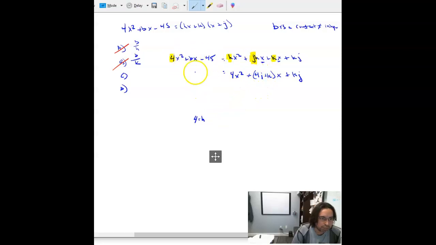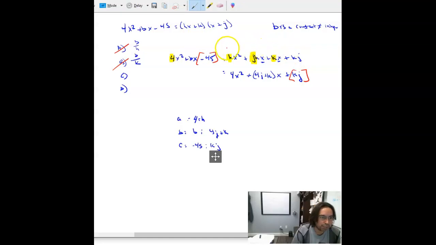So looking at this, we now know that 4 is equivalent to h, and that is the a term. The b term here is equivalent to b for this left-hand side, right? And for the right-hand side, it's equivalent to 4j plus k, right? And then the c here is equivalent to -45, which we know is equivalent to the product of k and j, right? So this segment here is equivalent to k and j.